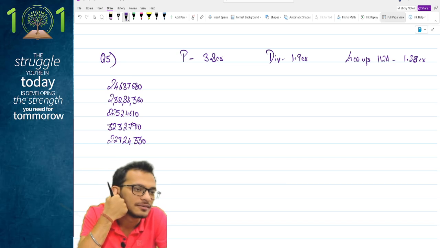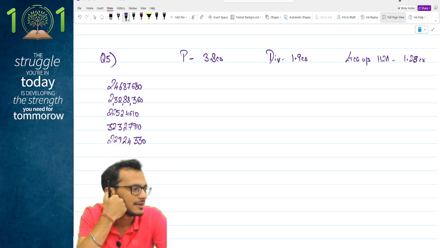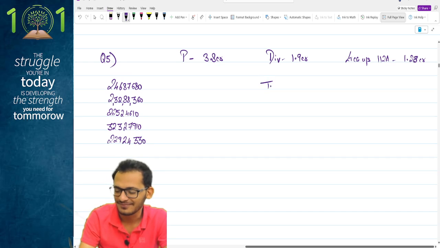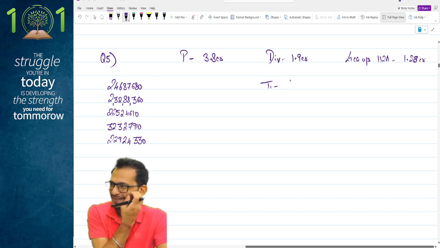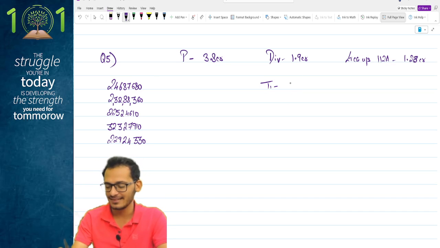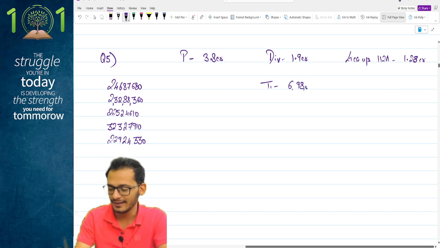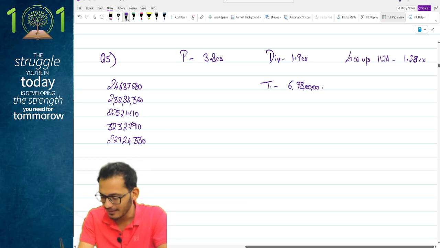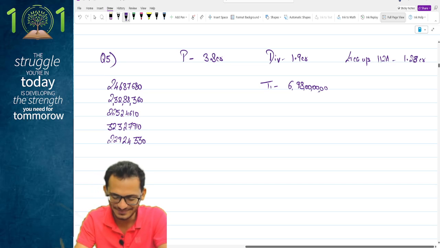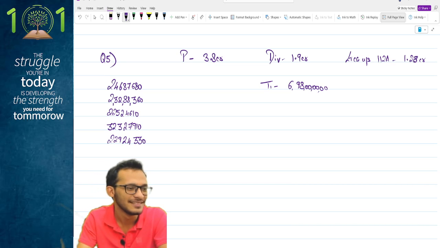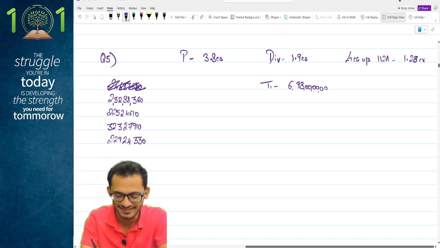You want the rate or what? Shall we do it, people? What is the total income? What is the total income, people? 6 crore 98 lakhs. I forgot how many zeros. One more. Which one should I remove? 246.